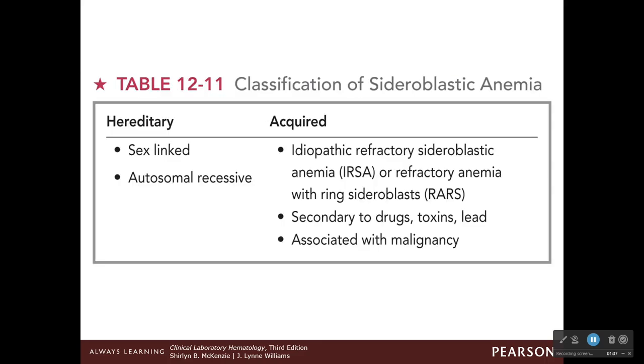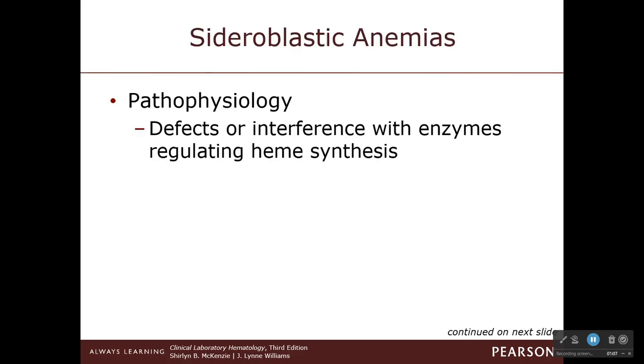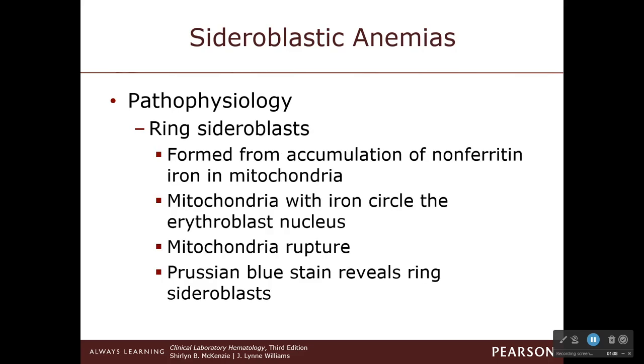Okay? So here's a little chart. You guys need to be familiar with that chart as you go. Okay? Pathophysiology of the sideroblastic anemias: defects of interference with enzymes regulating your heme synthesis. Okay. Ringed sideroblast, that's what we talked about before. It's formed from accumulation of non-ferritin iron in the mitochondria. They usually have a circle around the erythroblast nucleus, and they can have it also around the cytoplasm. Prussian blue reveals the ringed sideroblast as you go. Okay.